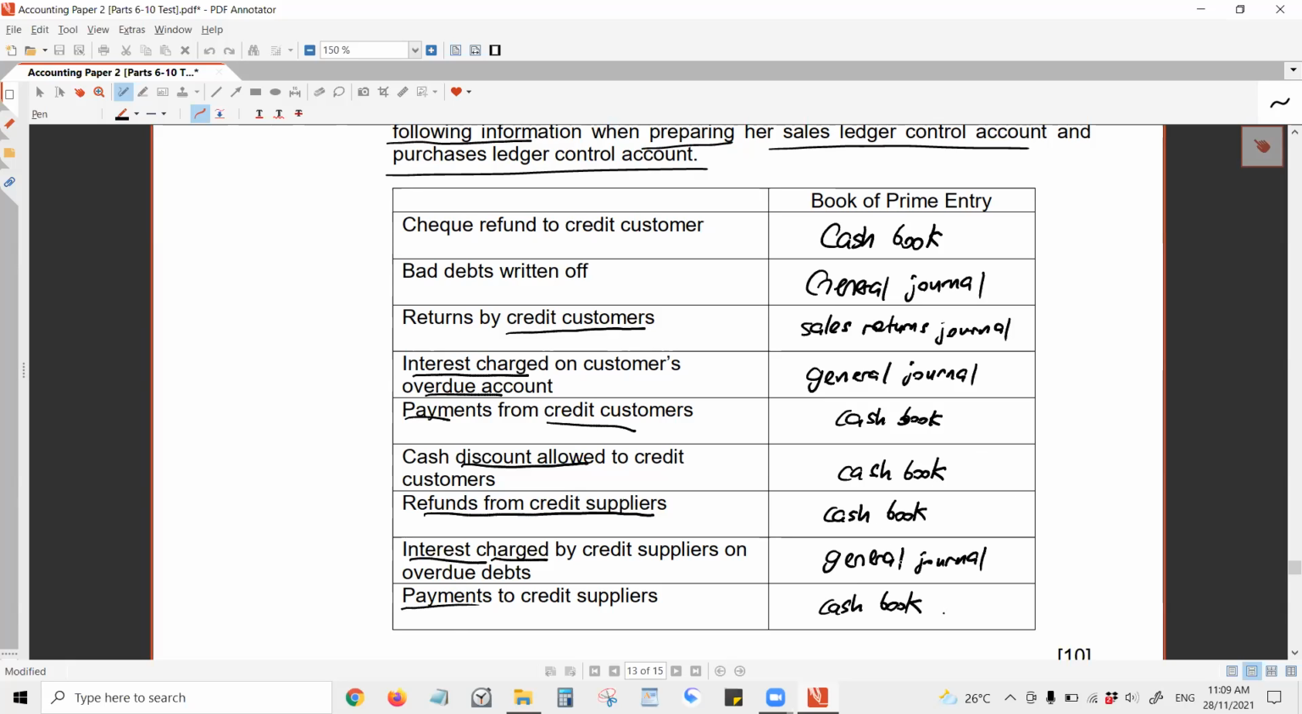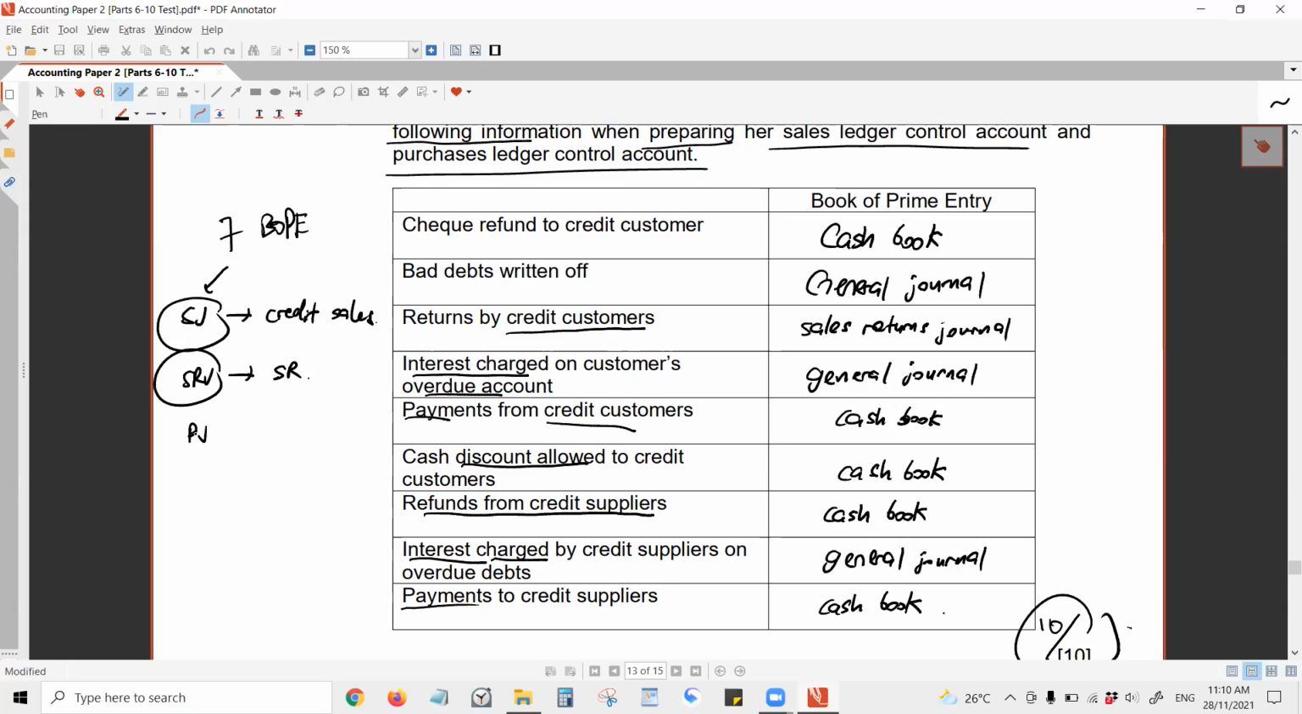Okay, so there you go. These are the answers. Remember there are 7 books of prime entry. Now I'm explaining why for certain things it is general journal. Sales journal will tell you the credit sales. If you are trying to get the amount for credit sales, then you look at the sales journal. When you are looking for the amount for sales returns, then you look at the sales return journal.